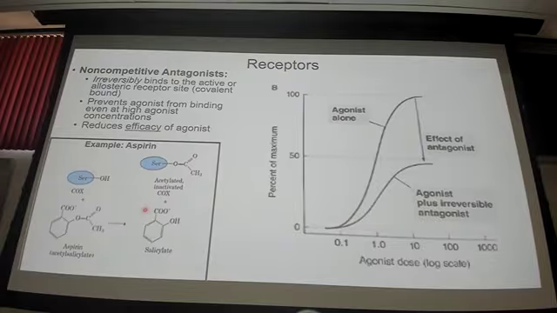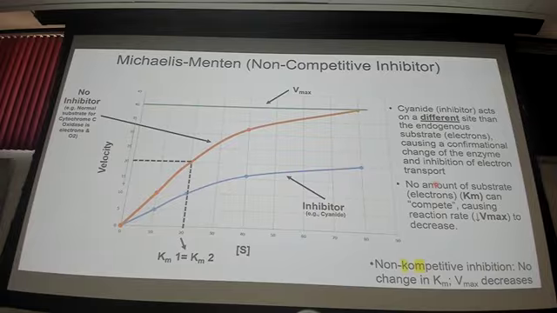All right. Non-competitive antagonists act on a site different than the agonists. They irreversibly bind. Aspirin on COX-1 enzymes is an example, and here is what it looks like. So it reduces the efficacy of the agonist, and that's the same concept as a non-competitive inhibitor that we saw with the Michaelis-Menten graphs. Does that make sense?